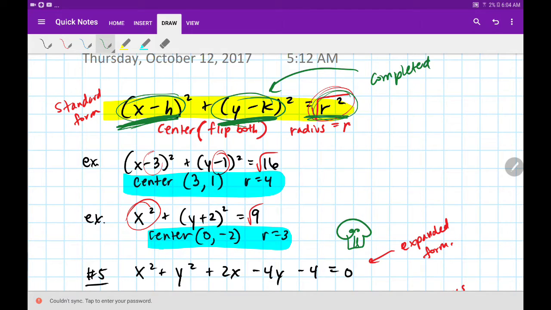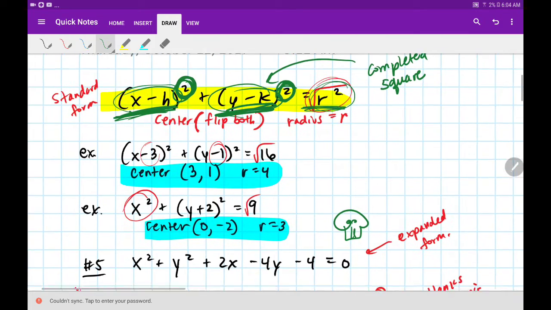Because in this standard form, this square, this is what I mean by the square, is something, something whole squared. The squares are already completed. So we have to do that process. Now, it's not hard. You just have to remember a few steps.